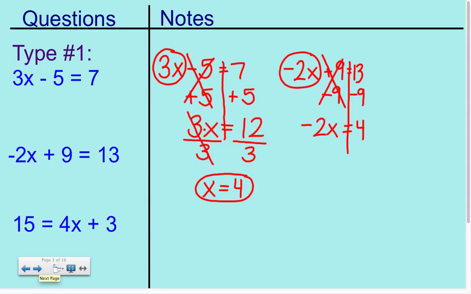Now I have a one-step equation. The opposite of -2 times x would be dividing by -2. Make sure you put that negative sign in front of the 2. Don't lose that when you're dividing. -2 divided by -2 makes 1, so I'm going to put a line through those. X equals 4 divided by -2 is -2.